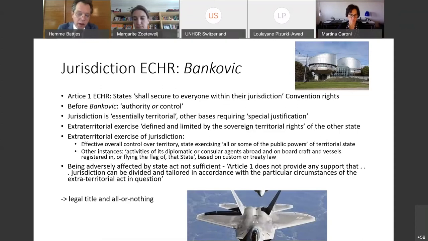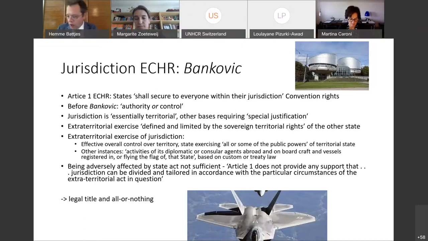By doing so, it explicitly rejected the idea of the appellants that a state could exercise extraterritorial jurisdiction just for the purposes of one issue, so in that case, the right to life. So the court stated that Article 1 does not provide any support that jurisdiction can be divided and tailored in accordance with the particular circumstances of the extraterritorial act in question. There could be no cause and effect reasoning, as the court stated. So jurisdiction seemed to be a sort of all or nothing thing.